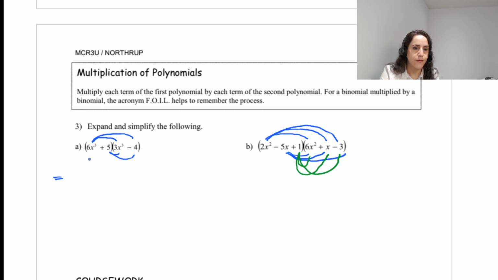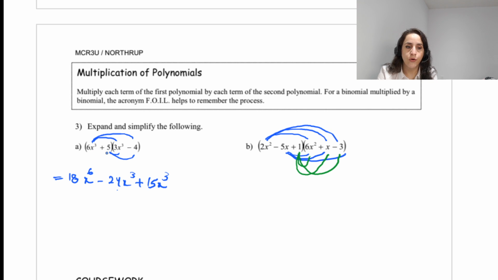Okay, I'm going to start. 6 times 3, as you see, we have to do one by one. First one into the bracket and second one into the bracket. 6 times 3, 18x to the power of 6, minus 24x^3, plus 15x^3. What I did: 6x^3 multiplied by this one gives 18x^6. 6 times negative 4 is negative 24, and x^3.